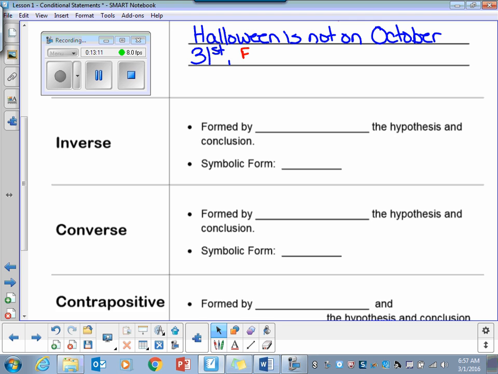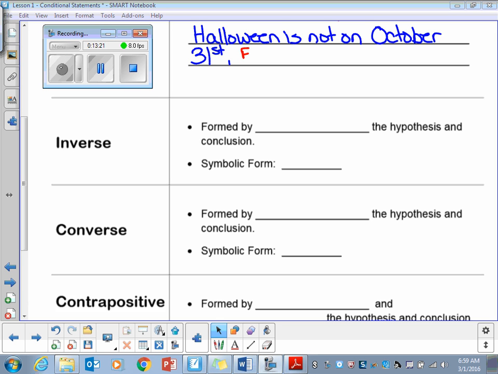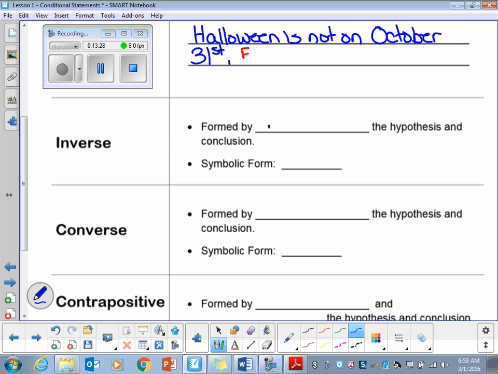All right, the inverse of a statement is formed by... I'm sorry, I had someone walk in the classroom and I got distracted there for a second, so I paused it. The inverse is formed by negating the hypothesis and the conclusion. Now remember, for our conditional statement, our symbolic form was P, then Q. So if we're going to negate it, we're going to say not P, then not Q.